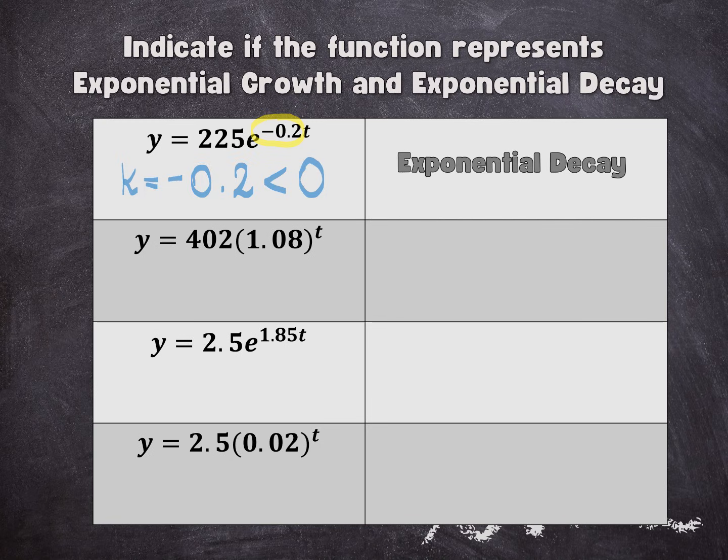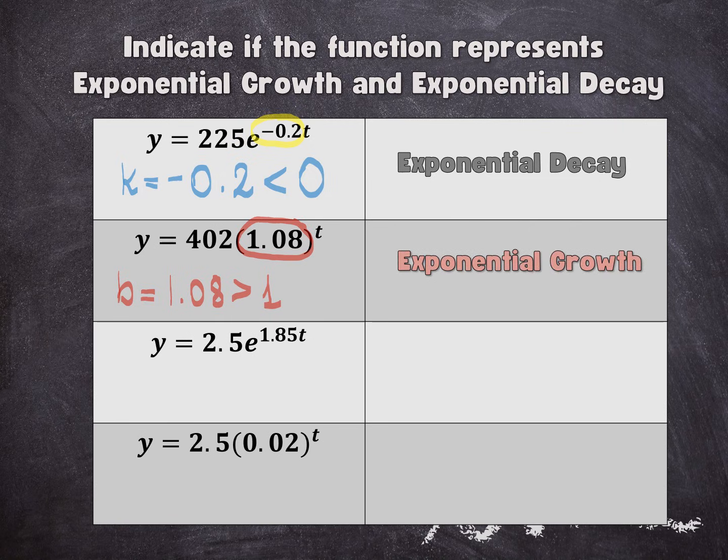The second example, it is the first type of form from the first slide. So we need to focus on base b. Base b equals 1.08, greater than 1. So it is an exponential growth function.